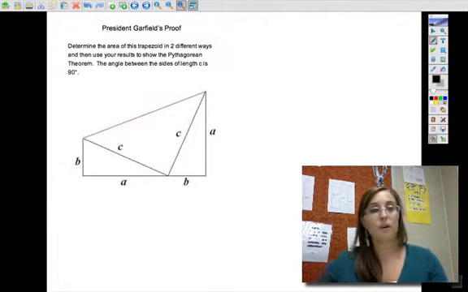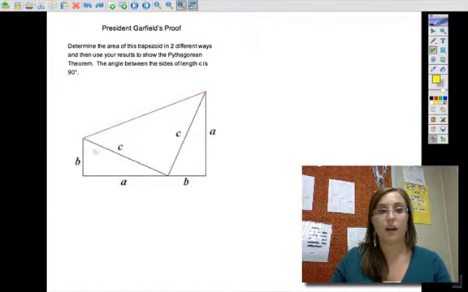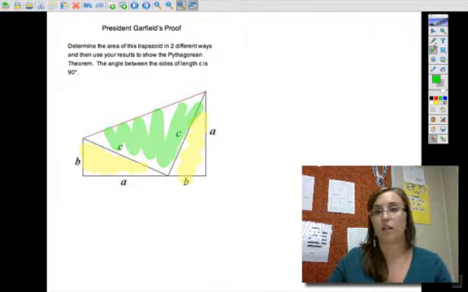Okay, next way, President Garfield's proof. Same thing, we're going to show the area of this trapezoid in 2 different ways and use your results to show the Pythagorean theorem. So we're going to show this area 2 different ways. Once again, I'm going to start with showing the area of each of the parts. So this triangle and this triangle plus the area of this triangle right here.